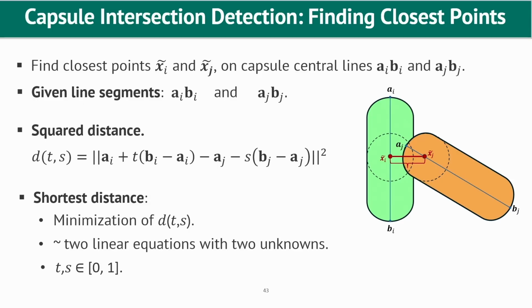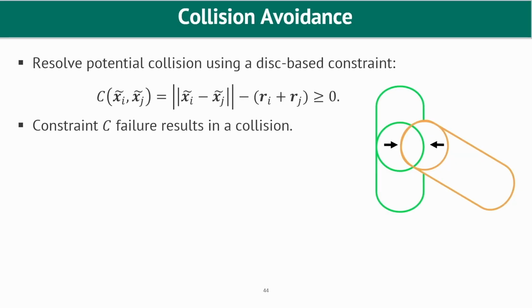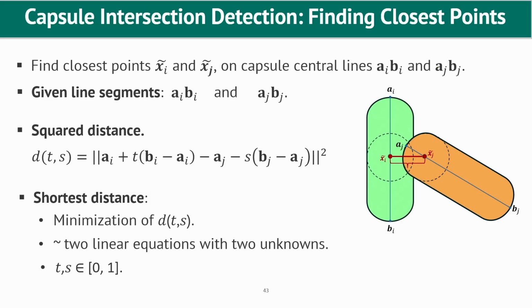So for capsule i and j, we need to find the closest points xi tilde and xj tilde. And to find this, we can calculate the square distance between these 2 points. And then once we know the square distance, the problem becomes the minimization of the distance d, which is basically solving the linear equation of two unknowns. And we limit the values of unknowns t and s, so that we get the closest point between line segments.